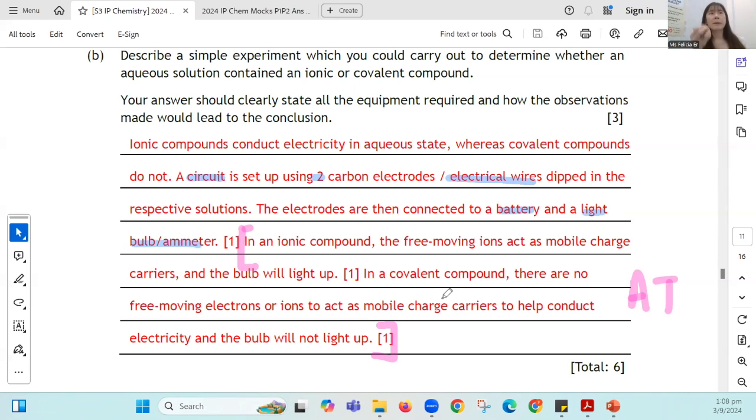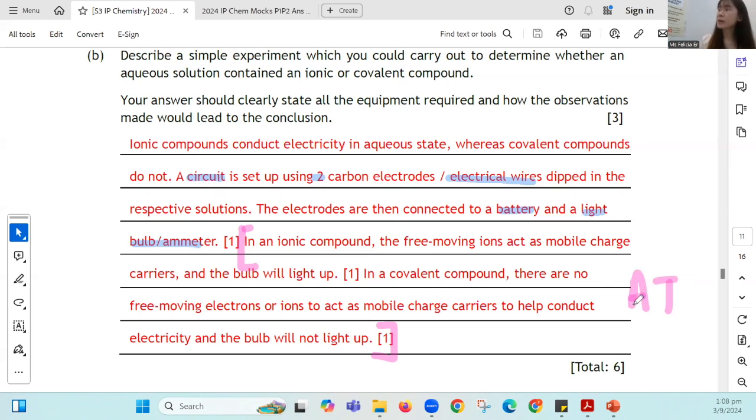Yeah, then you see if the light bulb can light up or the ammeter gets a reading. That means the solution is able to conduct electricity. Yeah, like that. So that means there's the application part plus the answering technique.